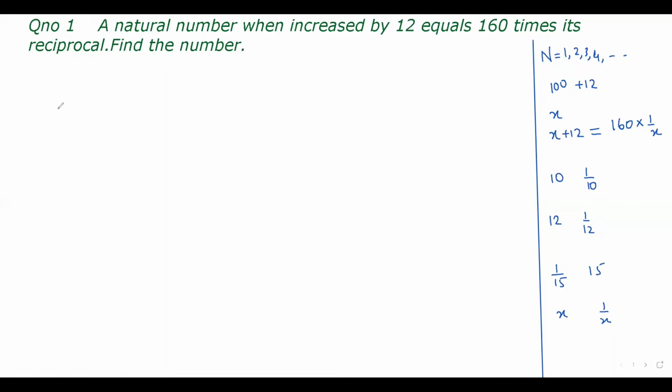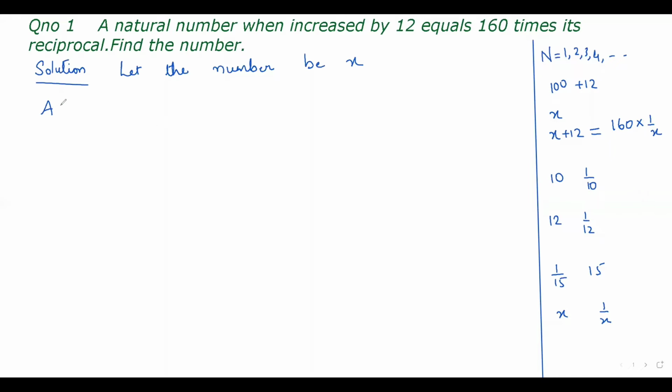So let us start the solution part here. Solution. So first we will use a variable to show the unknown. We don't know what number it is. So you can write here, let the number be x. Fine. Then according to the question, here we have understood कि जब 12 से increase होने का मतलब है you add 12 to the number and then it equals 160 times its reciprocal.